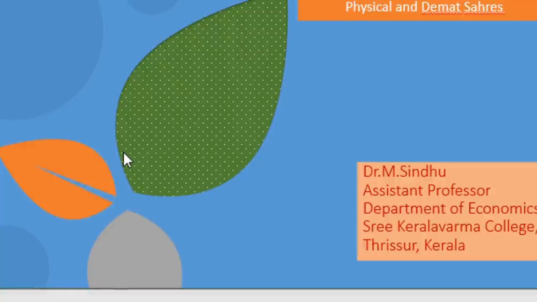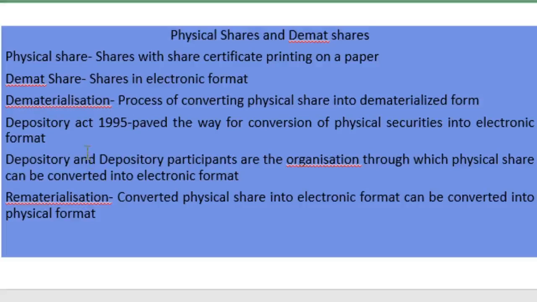Welcome, all. Today we will discuss physical and demat shares. Physical shares are shares with the share certificate printed on paper. Demat shares are in electronic format. The major difference between these two is that the share certificate in paper form is known as a physical share certificate, and shares in electronic format are known as Demat shares.